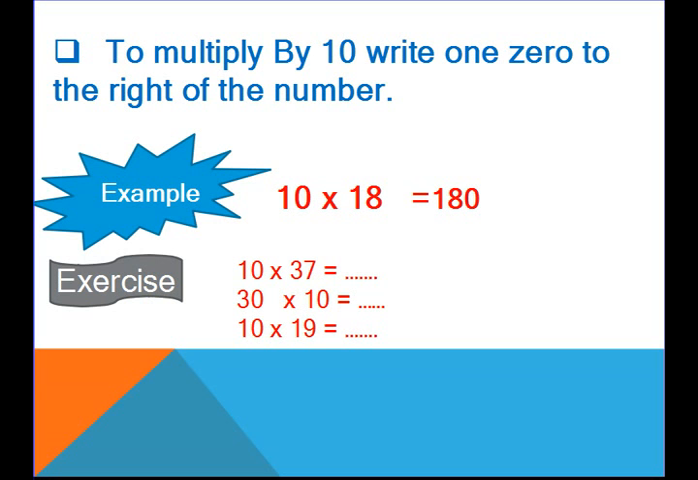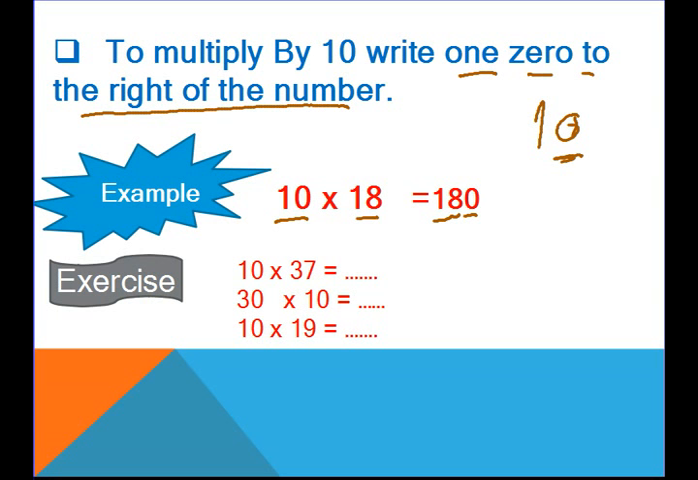Okay, the first thing is to multiply any number by 10. To multiply any number by 10, we will write 1, 0 to the right of the number, just 1, 0, because the 10 contains 1, 0. So, for example, if I said 10 times 18, I will write 18 and 1, 0. So the number is 180. Why? Because when I multiply by 10, I will just write 1, 0. So 10 times 18 equals 180.